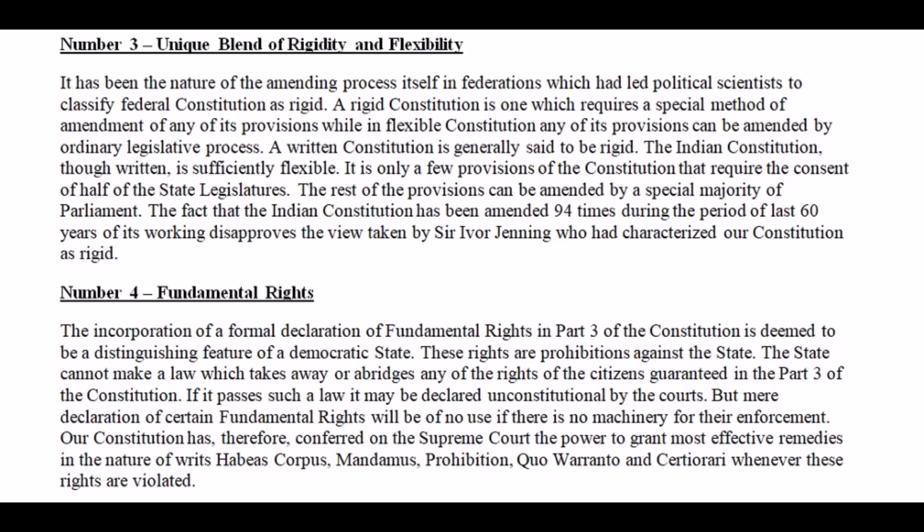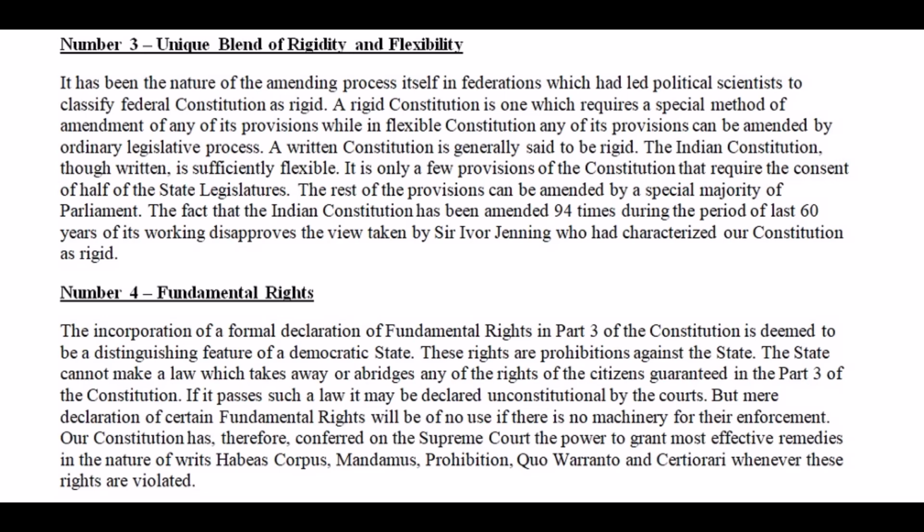Number 3. Unique blend of rigidity and flexibility. It has been the nature of the amending process itself in federations which has led political scientists to classify federal constitutions as rigid. A rigid constitution is one which requires a special method of amendment of any of its provisions, while in a flexible constitution any of its provisions can be amended by ordinary legislative process. A written constitution is generally said to be rigid. The Indian Constitution, though written, is sufficiently flexible.